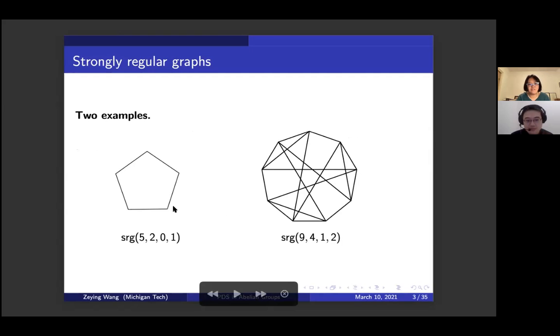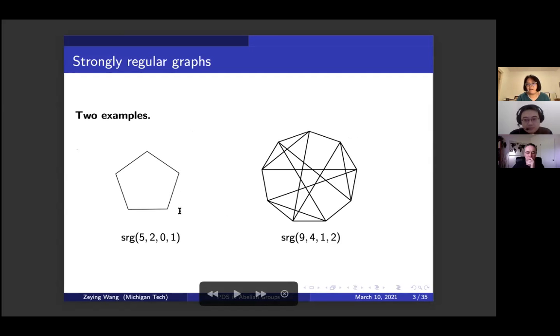The first one is a very simple one. It's a pentagon. You can see that we have 5 vertices, and each vertex has degree 2. For any two adjacent vertices, they have no common neighbors, and that's why lambda equals 0. For any two non-adjacent vertices, they have one common neighbor. So that's why mu equals 1.